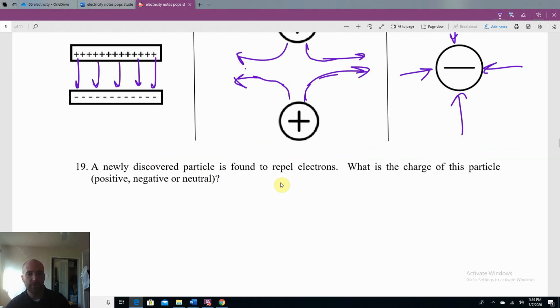19. A newly discovered particle is found to repel electrons. What is the charge of this particle? Well, electrons are negative, remember, and if it repels them, well, like charges repel each other. So this object must also be negative if they repel each other.